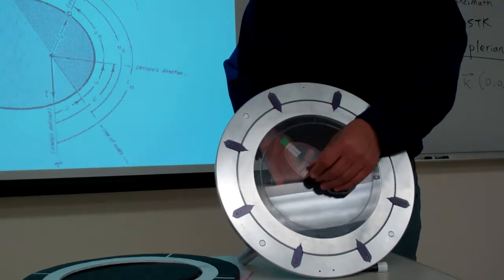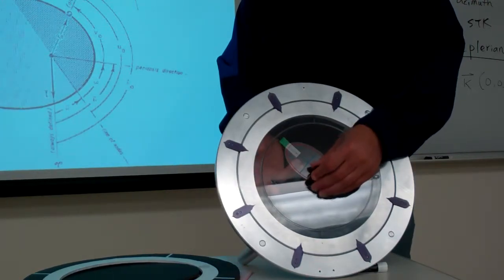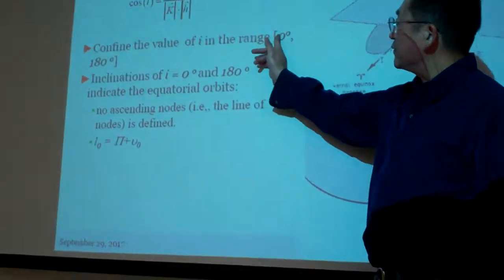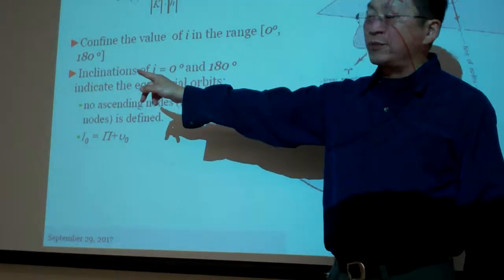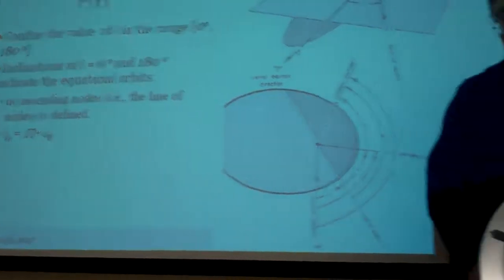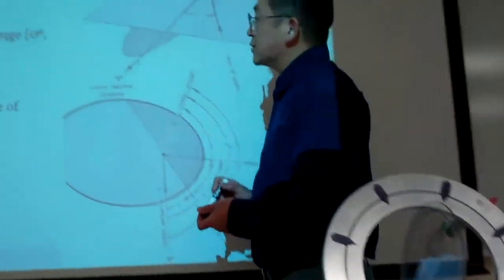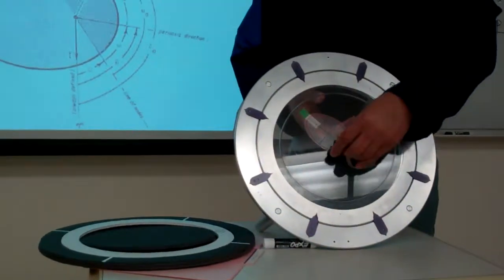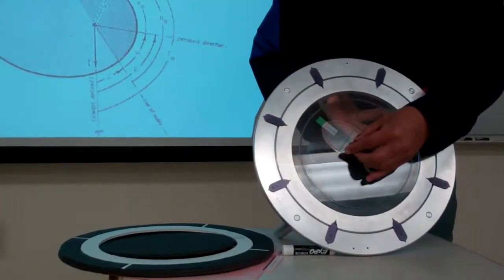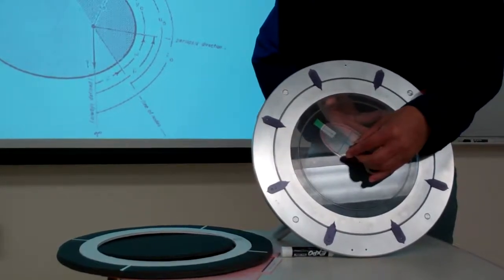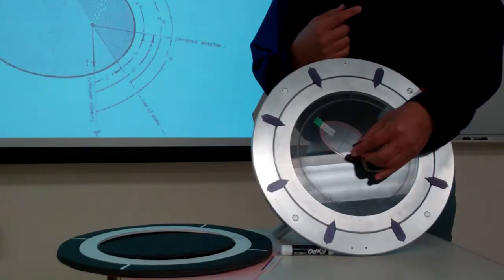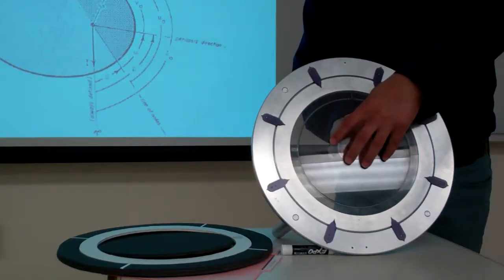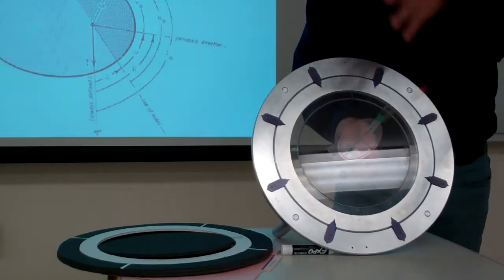Again, for inclination, we have a note. The range is from 0 to 180 degrees. We verify this from our calculator and also from the graph here. The second point is inclination when I equals 0 degrees. That is this case. What does that mean? That means the orbital plane is right on the equatorial plane, or otherwise this case. So either 0 degrees or 180 degrees, that is the equatorial plane.